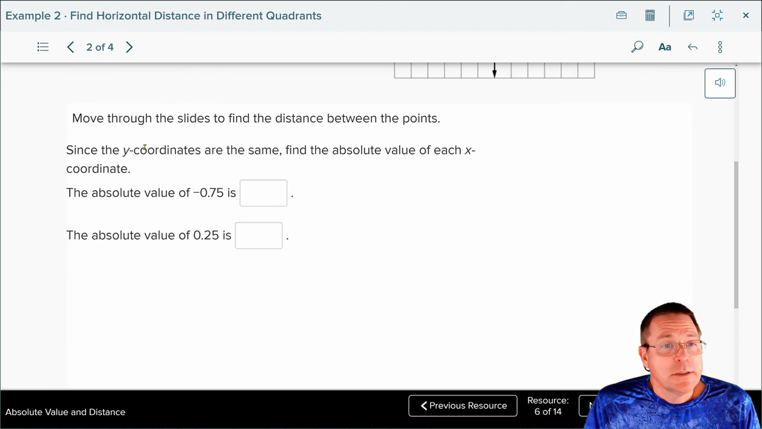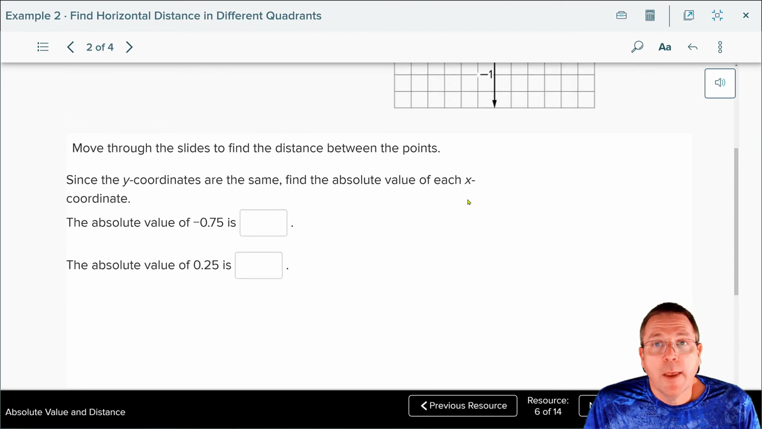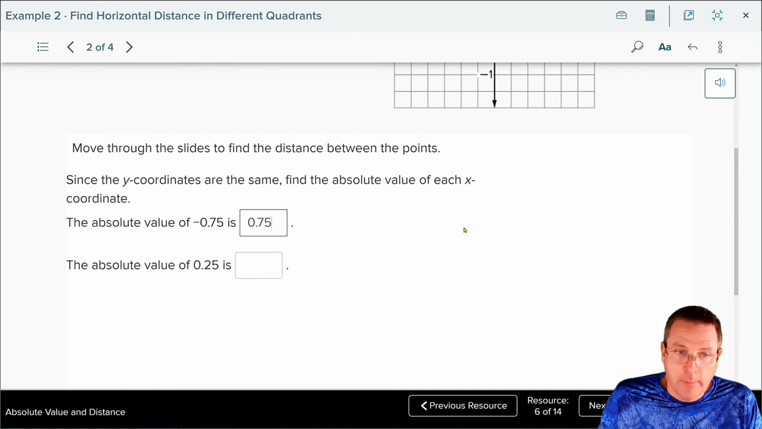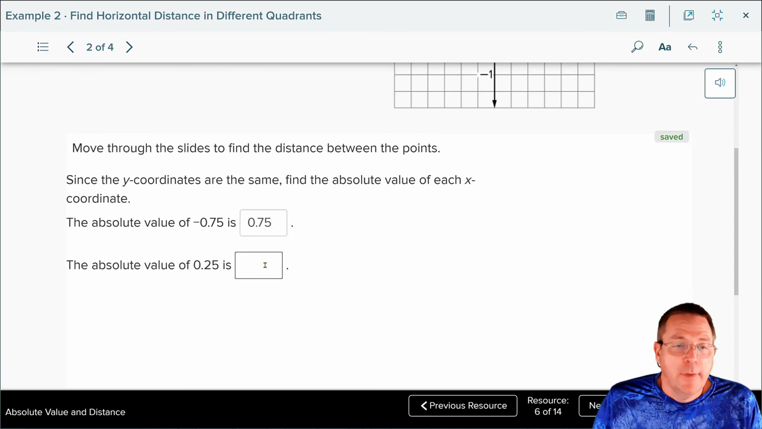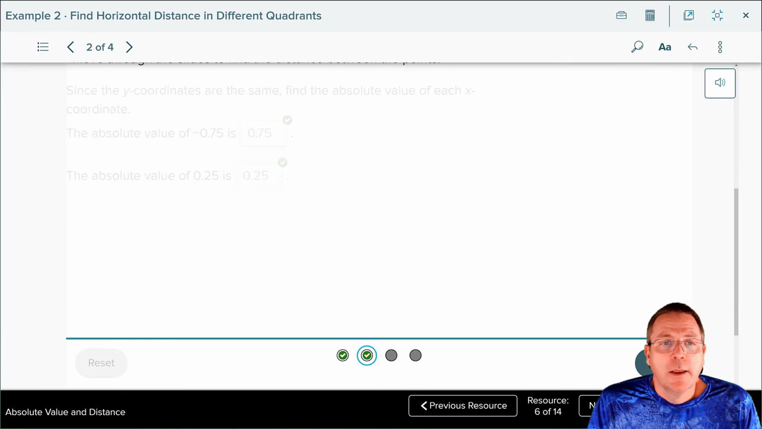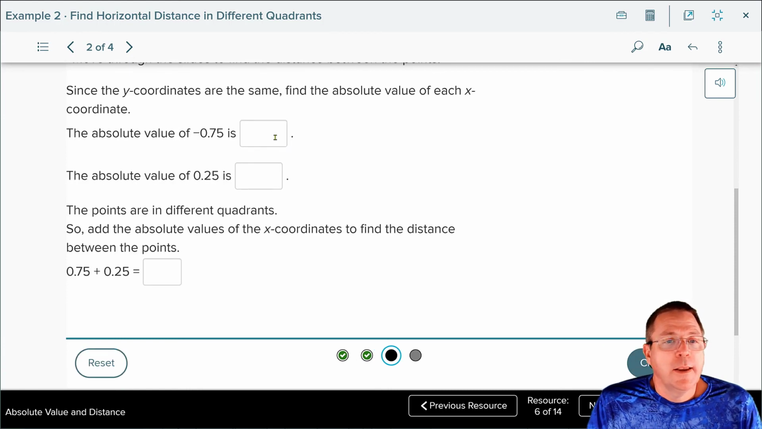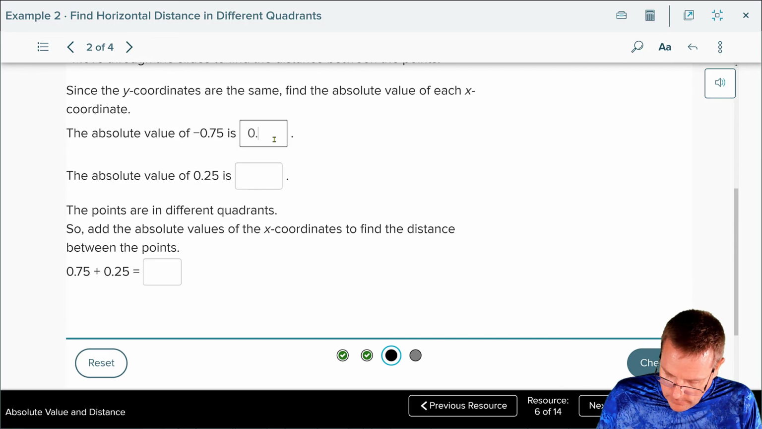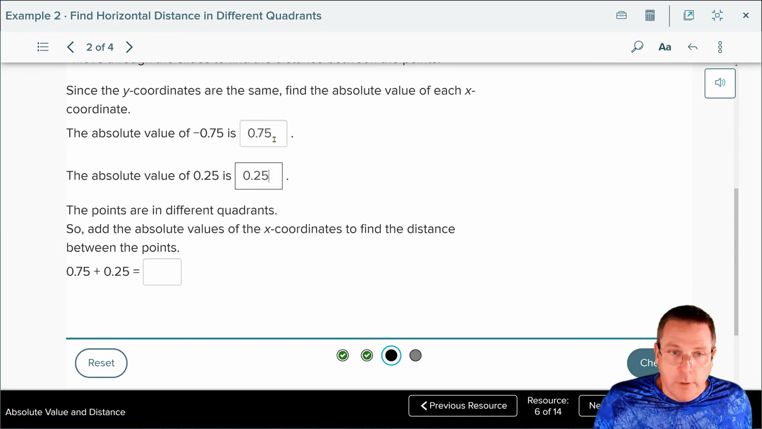The next slide says since the y values are the same, they were both 0.25, we're going to find the absolute value of each of the x values. So the absolute value of negative 0.75 is going to be 0.75. The absolute value of 0.25 is still going to be 0.25, and those check. Now all that's left to do is add them, so we put those values in again for it to check. So we're going to retype that and 0.25.